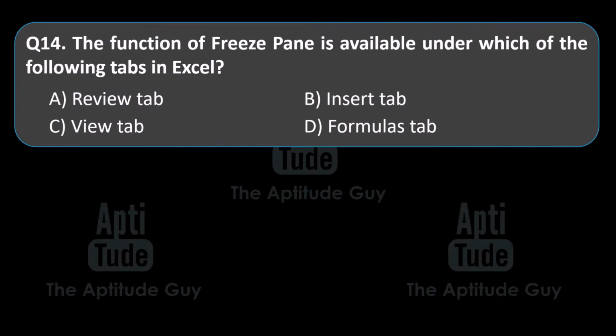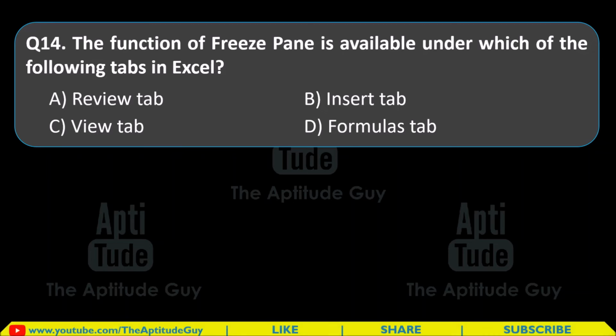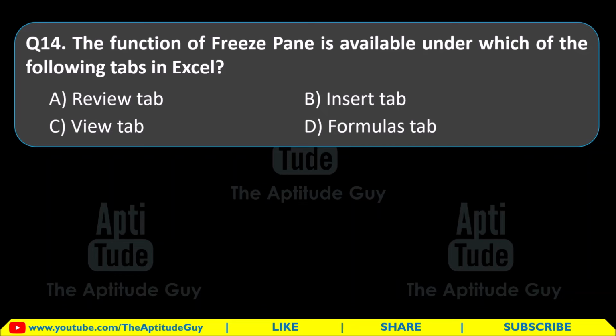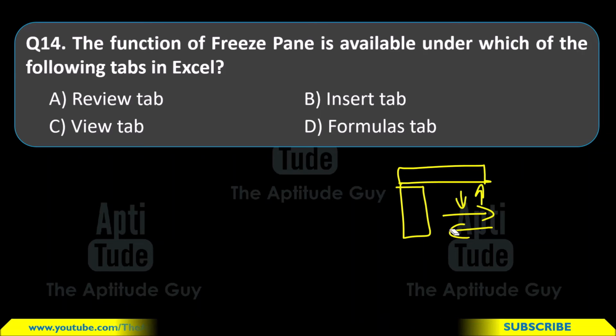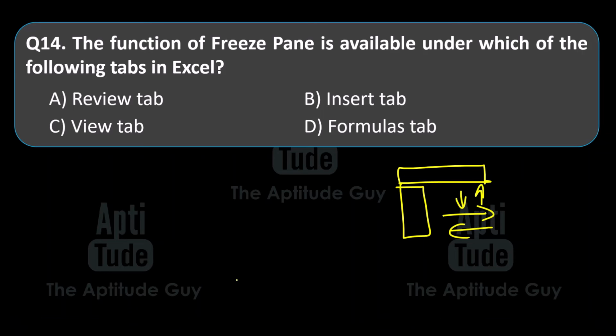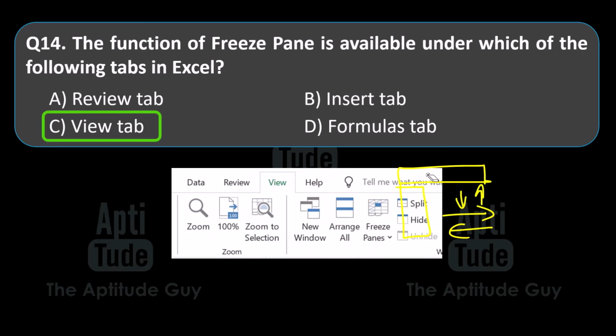Question number 14. The function of freeze pane is available under which of the following tabs? Now, what does a freeze pane do? A freeze pane locks either the first row or the first column, so that when you scroll in any direction, these do not move at all. So where is the freeze pane? The freeze pane is in the View tab. We have the View tab over here, and the freeze panes are right here. That's it. Let's move on.